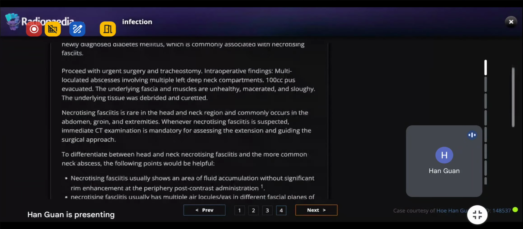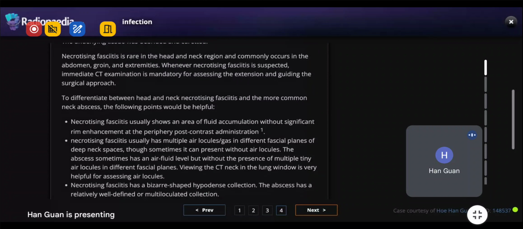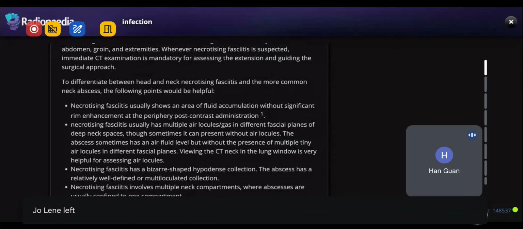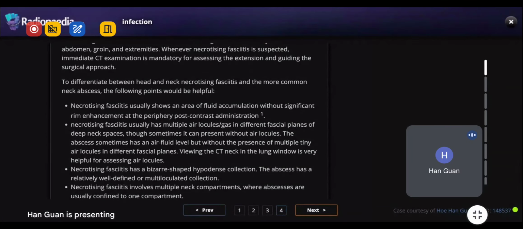Okay. So the teaching point for this case is how you differentiate necrotizing fasciitis from a simple neck abscess. There are a few points you need to take note of. Necrotizing fasciitis usually won't show the typical ring enhancement that you see in abscess. And necrotizing fasciitis usually has a lot of air locules, and they will extend to different fascial planes of deep neck spaces. Usually an abscess will be confined to one space.